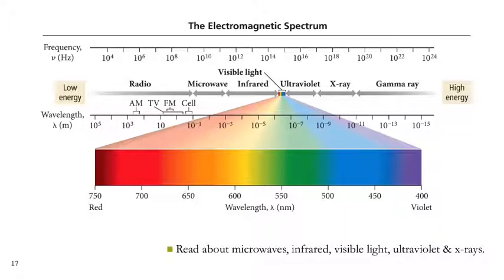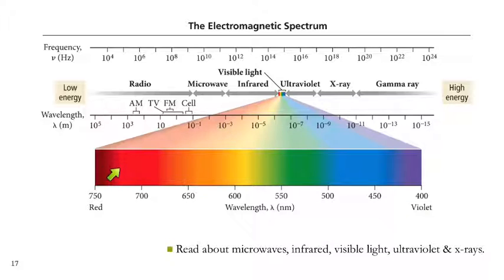Okay, so here is the electromagnetic spectrum. We can look at frequency, we can look at wavelength, we can look at energy. They are all related to each other. Here we have long wavelength and low frequency. And as we go this way, the wavelength gets smaller and smaller, the frequency gets larger and larger.